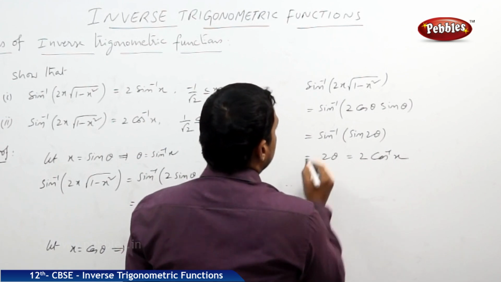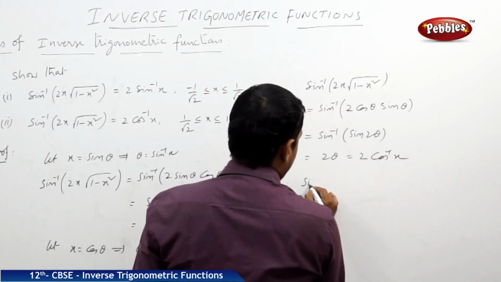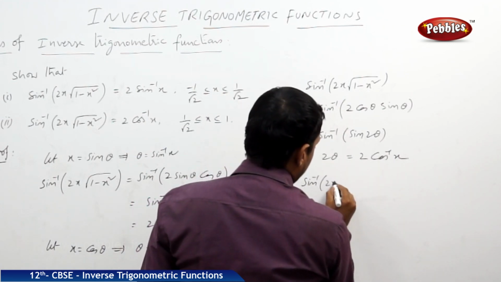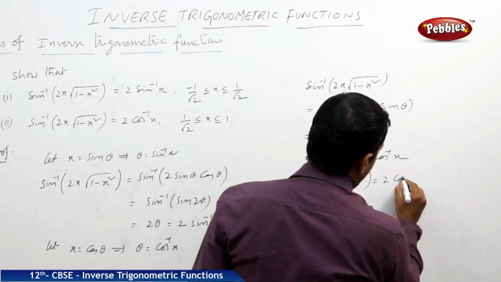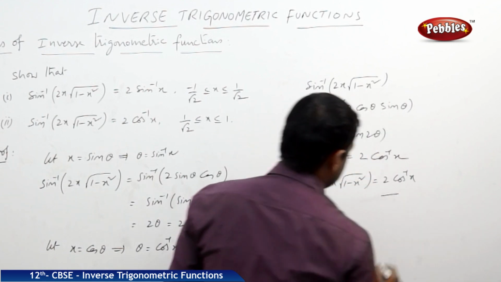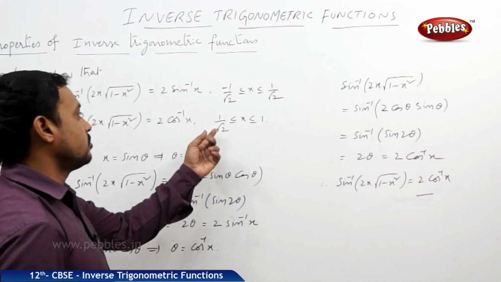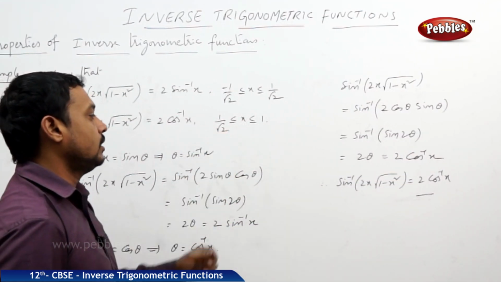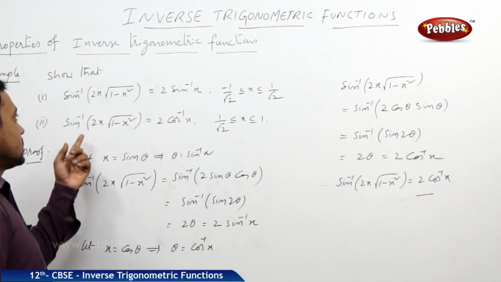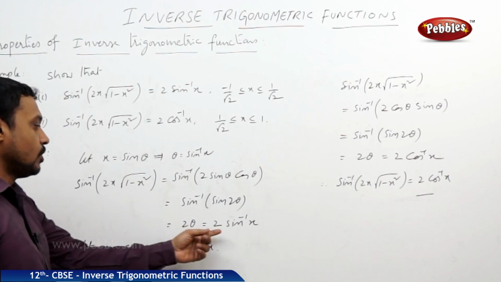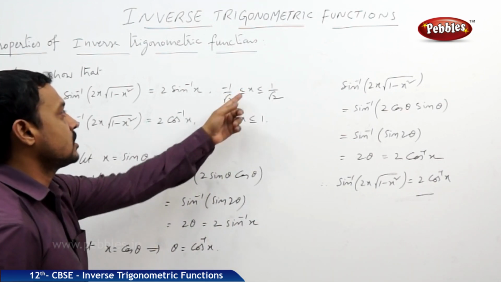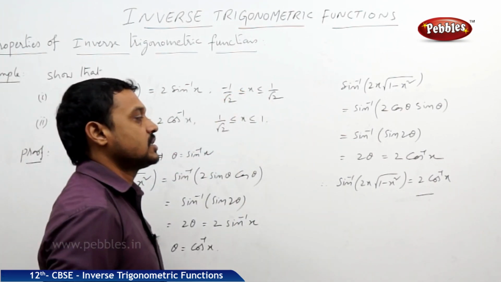So finally, sin inverse of 2x root of (1 minus x²) is equal to 2 cos inverse x for x belonging to minus 1 by root 2 to 1, and sin inverse of 2x root of (1 minus x²) is equal to 2 sin inverse x when x belongs to minus 1 by root 2 to plus 1 by root 2.